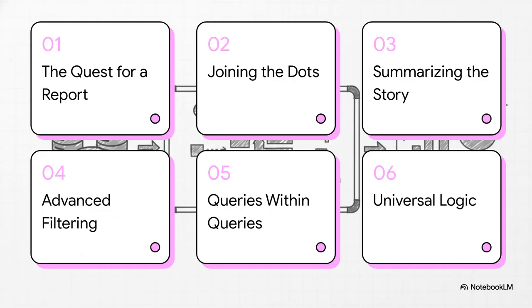So here is our roadmap for today. First up, we're going to start by really understanding the data we're working with, especially how to handle missing information. Then we'll move on to joining it all together and summarizing it. After that, we'll get into some advanced filtering techniques. We'll even dive into nesting queries inside of other queries, and we'll wrap up with a pretty cool logic puzzle that'll let you answer almost any question you can think of. Let's kick things off with step 1.